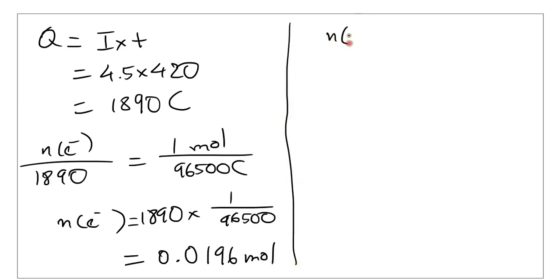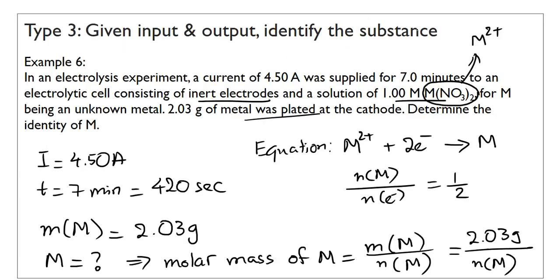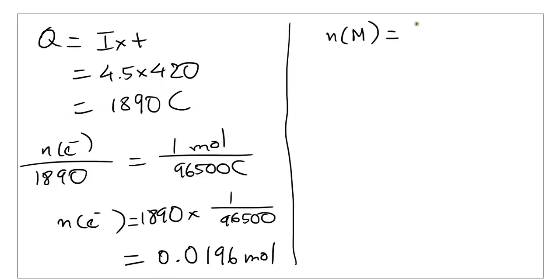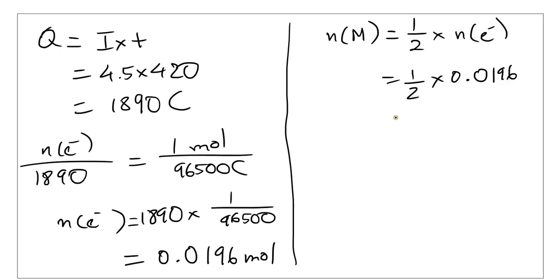So the number of mole of M, if we use the mole ratio that we established earlier, is going to be half the number of mole of electrons, which is half times 0.0196. Okay, so divided by 2, so we have 0.00979 mole.